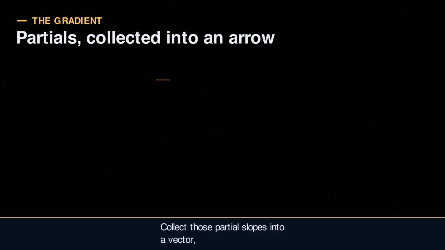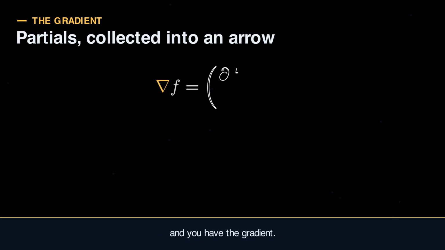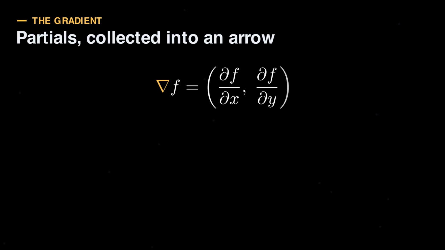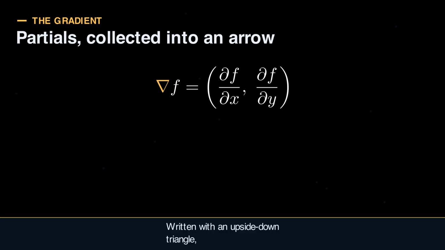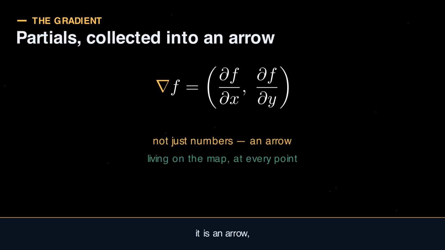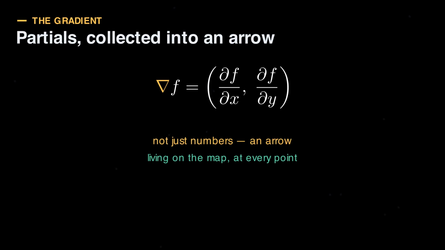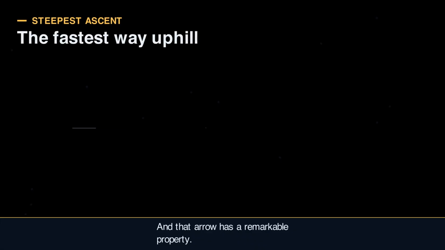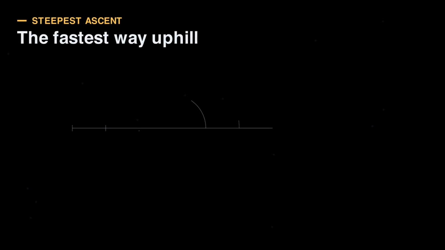Collect those partial slopes into a vector, and you have the gradient. For our landscape, it is the pair, steepness east, steepness north. Written with an upside-down triangle, del f. It is not just a list of numbers, it is an arrow living right there on the map at every point. And that arrow has a remarkable property.